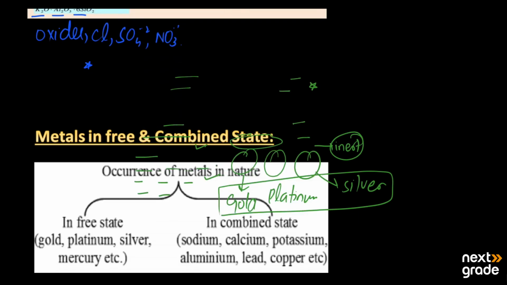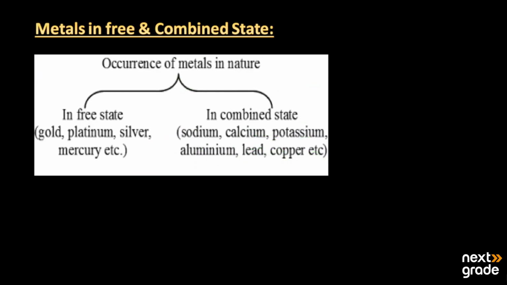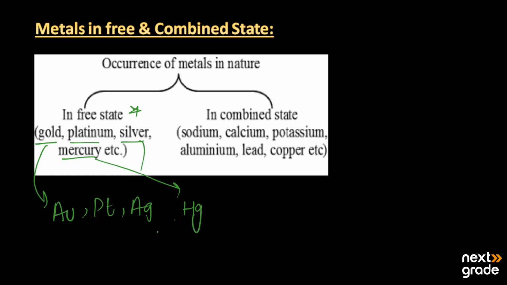On the other hand, the metals may also be present in the free state or in the combined state. The metals that we have in the free state do not react with others, and they are freely present, like gold, platinum, silver, and mercury, and their symbols: gold is Au, aurum; platinum is Pt; silver is Ag; and mercury is Hg. These metals are present in the free state.